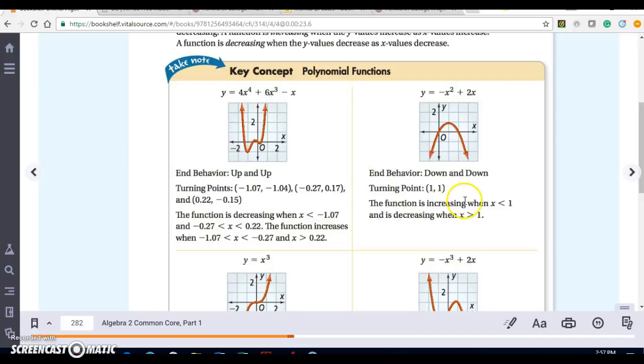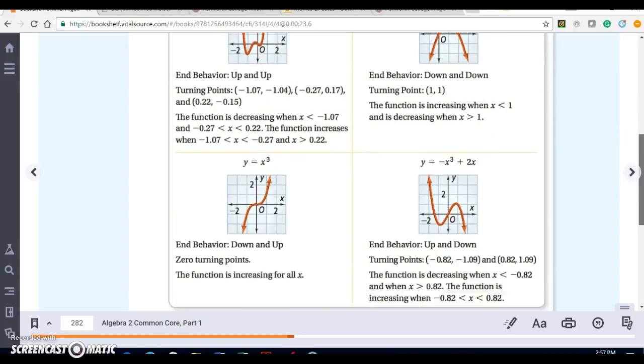All right, let's take a look at this one. You say the end behavior is down, down. My turning point is at 1, 1. Here's my turning point here. The function is, so here, from here to here, I am increasing. I'm looking at it like I'm reading a book. And then when I get here, I start decreasing. And you can look at the function notation that they provided as well.